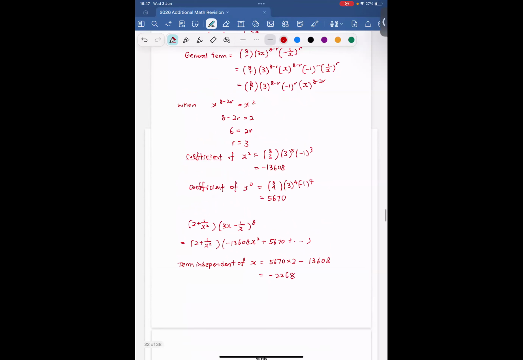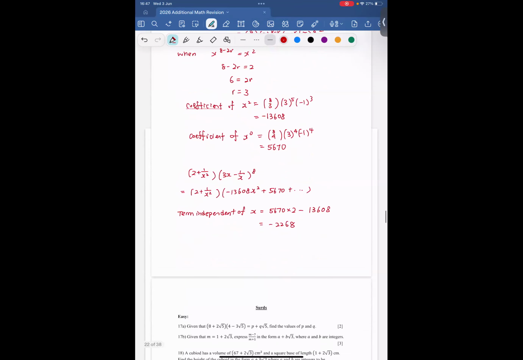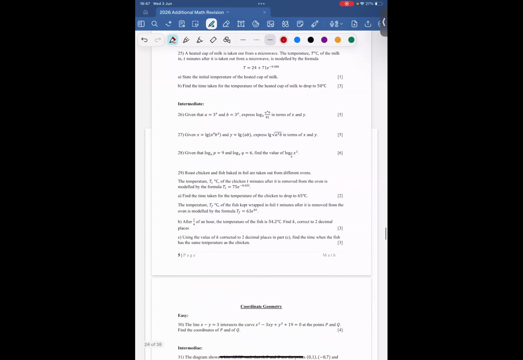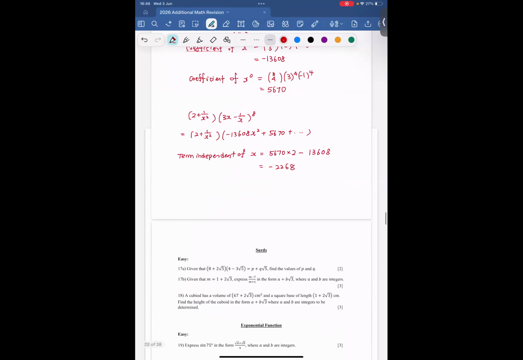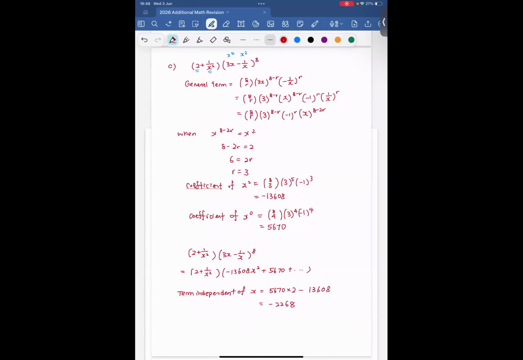Okay, if you have no questions, we will just stop here. We will continue with the next part, third exponential and logarithm, and some other things, maybe coordinate geometry. Okay, any questions?